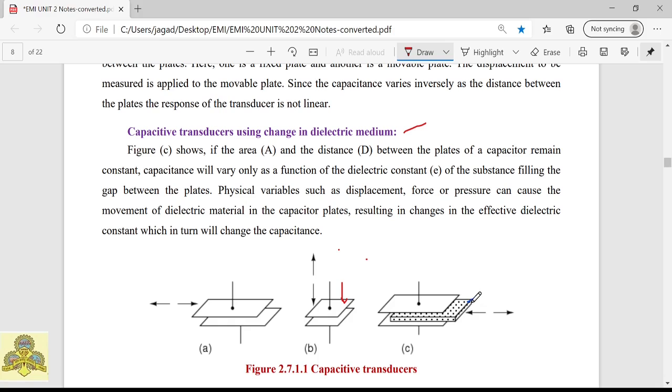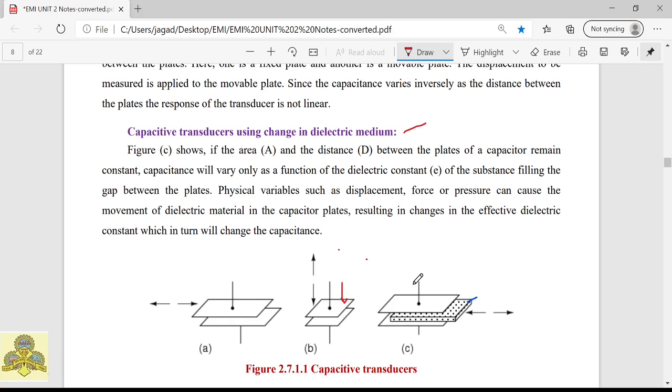In the third case, by pushing this dielectric material inside, we are inserting more dielectric, or a different dielectric, between the plates. Hence the epsilon will change, because epsilon is nothing but epsilon naught into epsilon r, isn't it? So if you put extra material in, or take the extra material out by applying pressure, a change in the dielectric material happens. This in turn will change the capacitance.